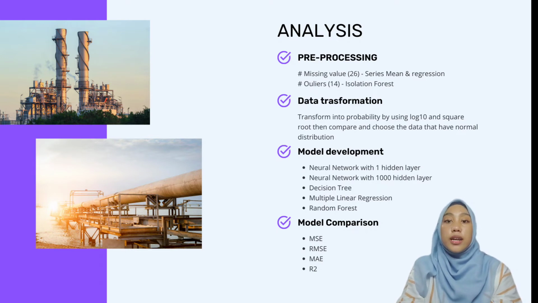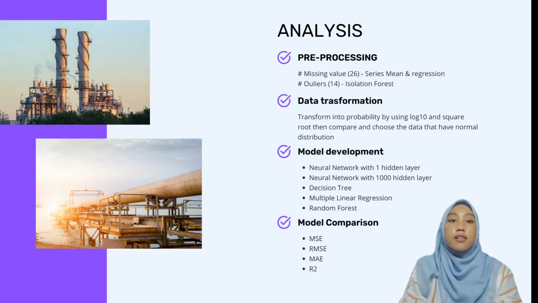Secondly, we transform the dataset to make it normally distributed. To do that, we change the values in the dataset by using log 10 and square root. After that, we compare which transformation gives the normal distribution with the bell shape in the histogram chart.